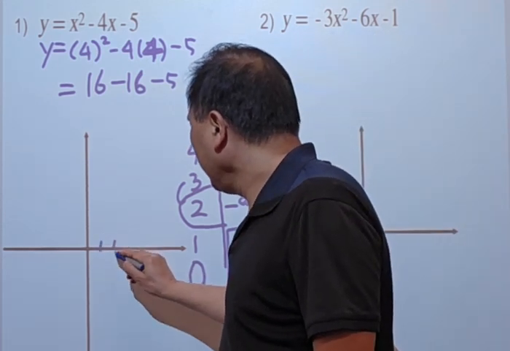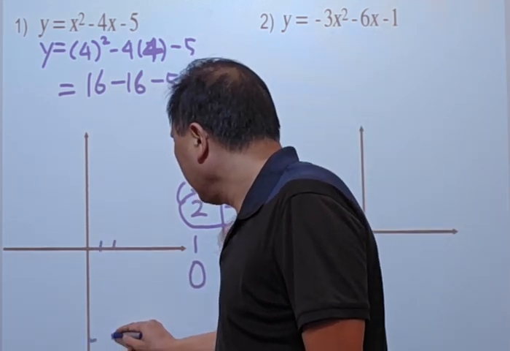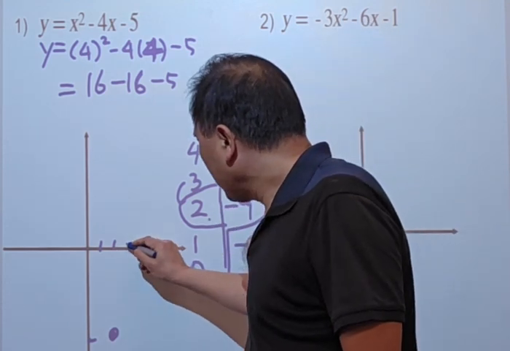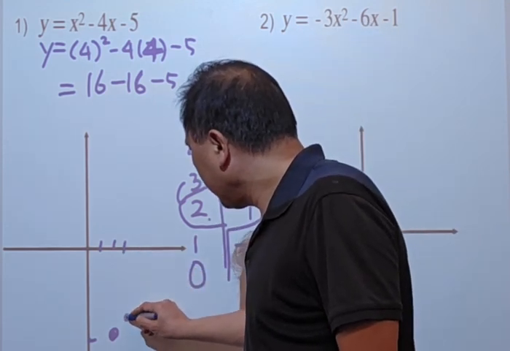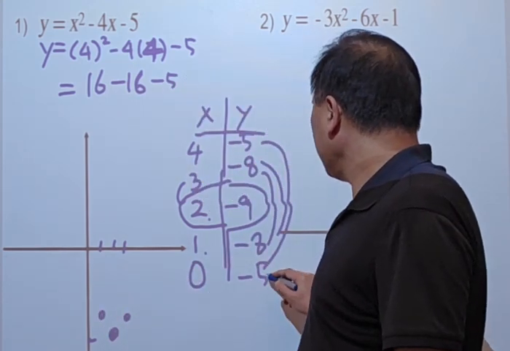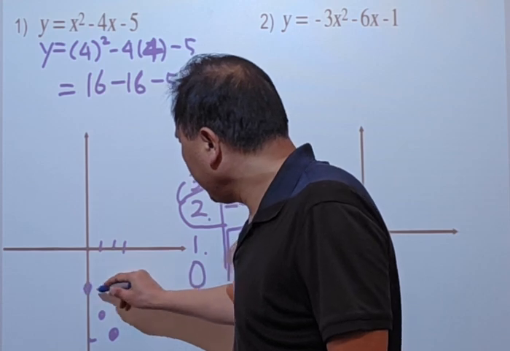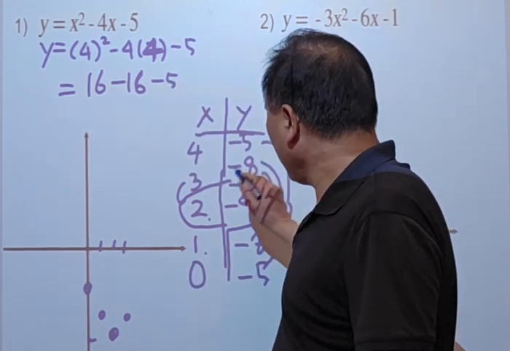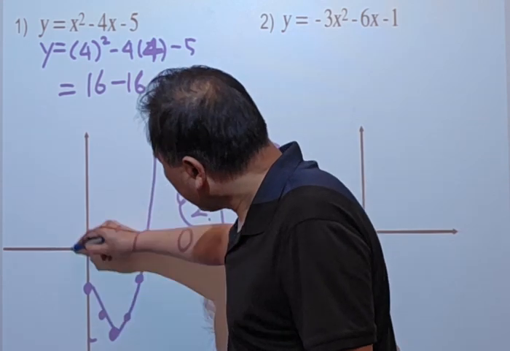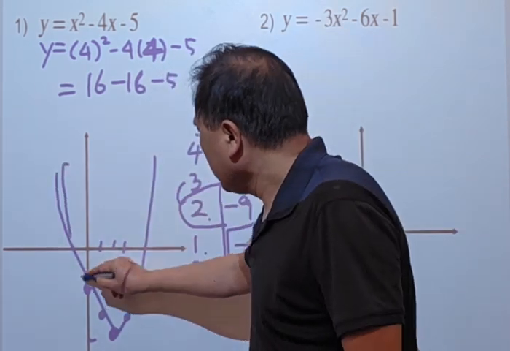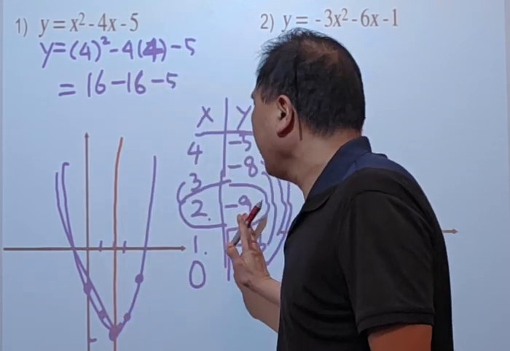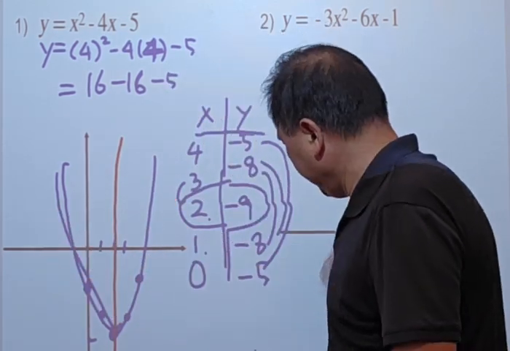So let's say 1, 2 here, and let's say this is minus 9 right there. So 2 comma minus 9, and then 1 bigger, 3 comma negative 8 right there. And then 1 comma negative 8, you can put it right there. And then 0 comma negative 5, and 4 comma negative 5 also right here. If you draw the graph, something like that, you can draw it. We call this the x of symmetry right here, and left and right should be symmetric.